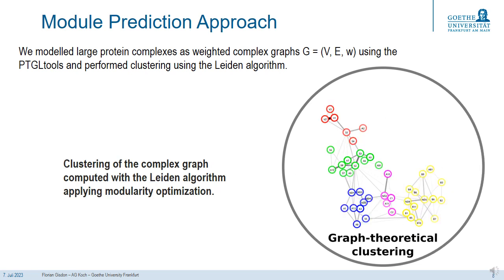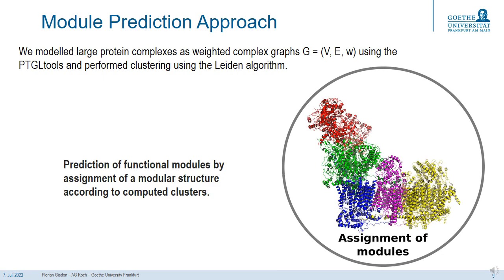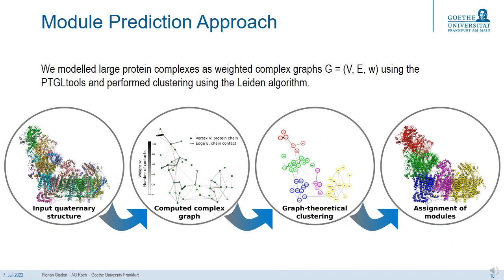We then applied the Leiden algorithm as a clustering approach to compute a partition of the complex graph. According to our hypothesis, the partition of the complex graph should match the functional biological modules in the protein complex. The partition is then mapped onto the quaternary structure of the protein complex. Starting from the quaternary structure of a protein complex, our results comprise the complex graph, the computed partitioning, and the structurally assigned modules. We applied our approach in 3 different case studies and considered different aspects for the analysis.